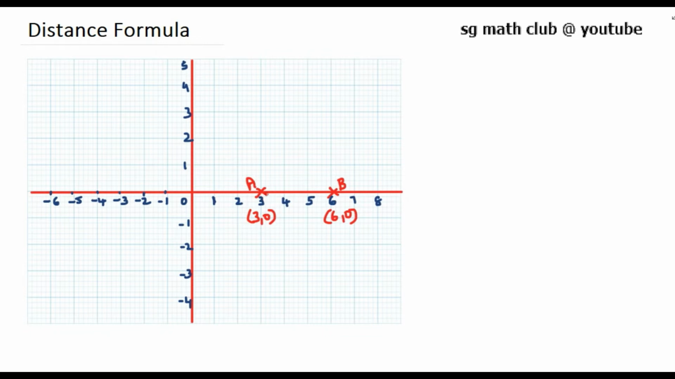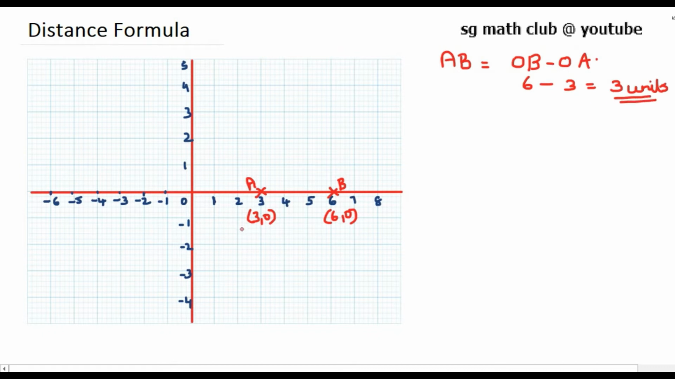Now how will you find the distance between A and B? It is nothing but OB minus OA. OB means the distance from O to B, that is 6 units, and distance OA is the distance from origin to A, that is 3 units. So easily we can say that the distance between the points A and B is 3 units.